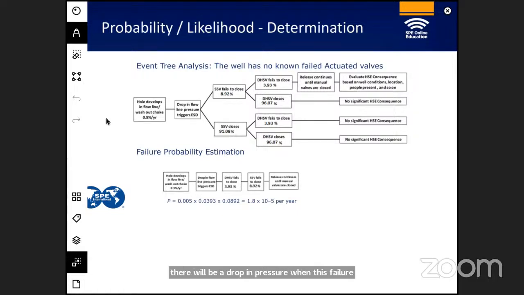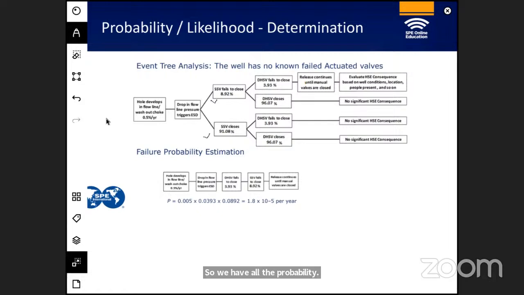What are the control measures? SSV, the surface shutdown valve, fails to close. This is the probability that it will fail to close, and this is the probability that it will close. So this is an expected event and this is not an expected event. Next, DHSV fails to close is 3.93%, and DHSV closes. This is the surface shutdown valve and this is the downhole safety valve. So we have all the probabilities.